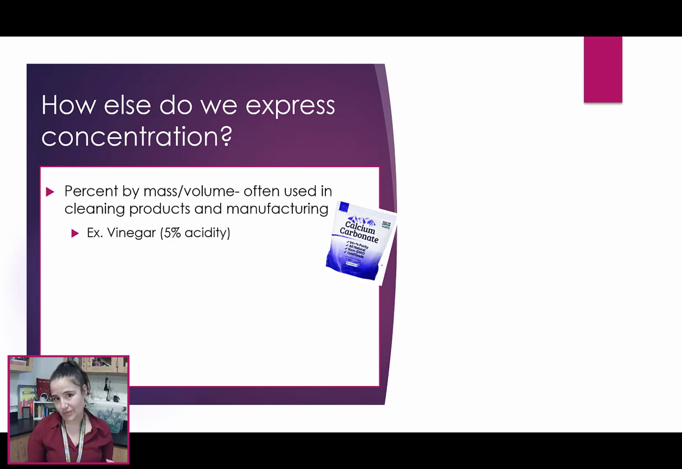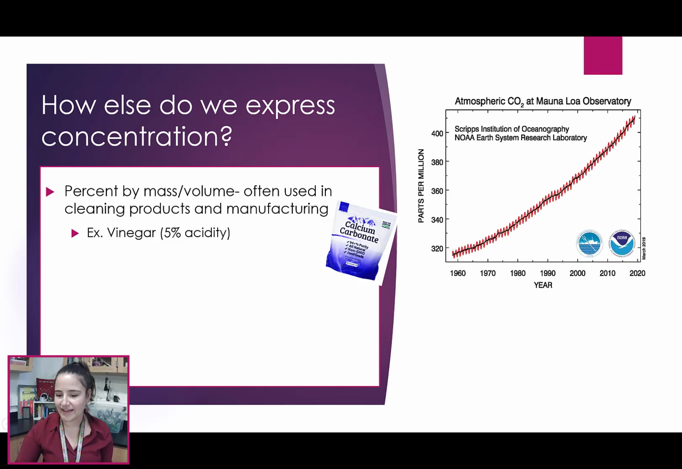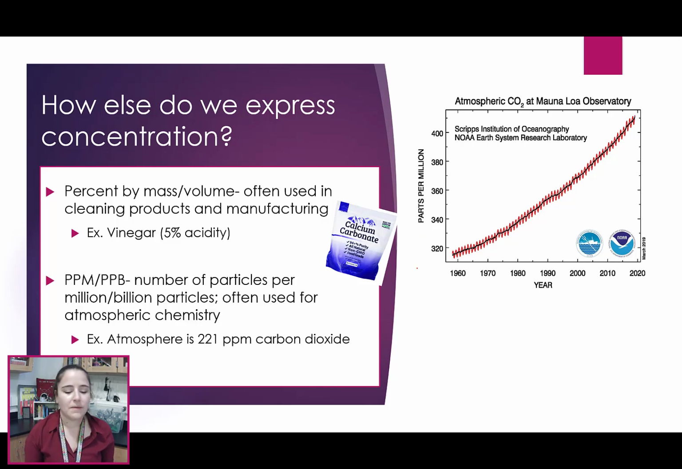And then another important one that you see a lot is in graphs like this of our atmospheric CO2. The y-axis here is in parts per million. So ppm, parts per million, and ppb, parts per billion, are often used in like atmospheric and oceanic chemistry, whenever we have really small concentrations that actually make a big difference. So, for example, the atmosphere is 221 parts per million carbon dioxide, meaning if you took 1 million particles that are in the air, 221 of them would be carbon dioxide. Okay? And that's what you need to know about solutions and concentration. Okay, cool.